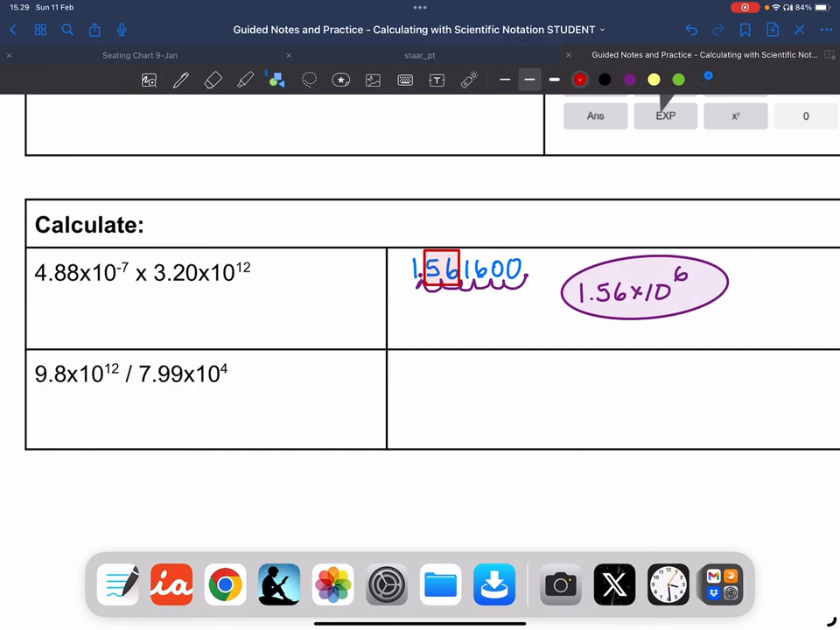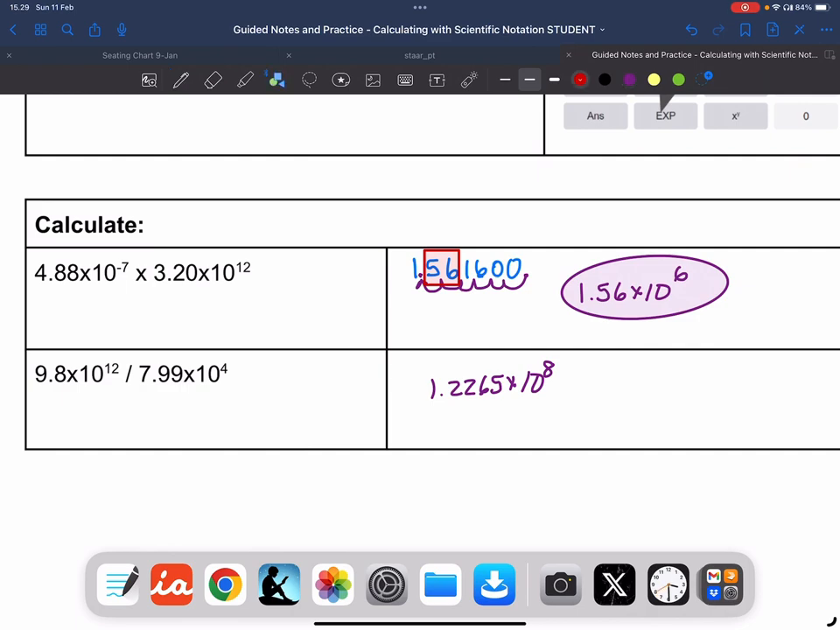Okay. And then I'm going to go back and do it again. 9.8 second EE to the 12th divided by 7.99 second EE to the 4th. And I get 1.2265 times 10 to the 8th.